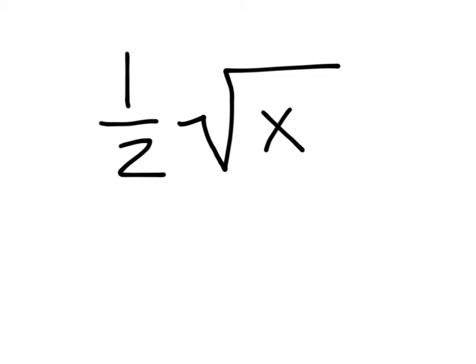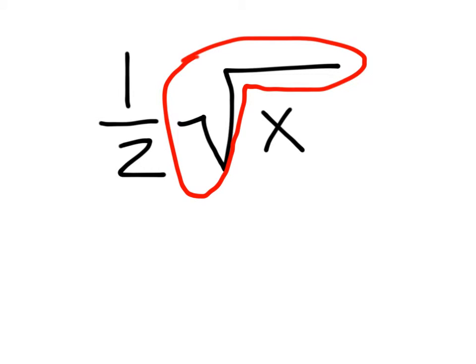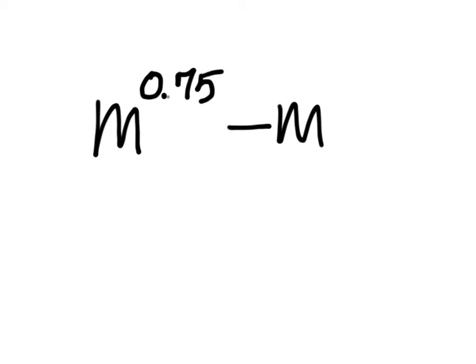A half square root of x. If you have square roots in there, we're not going to consider that to be a polynomial. M to the 0.75 power minus n. Decimal exponent. Not going to consider that to be a polynomial expression.